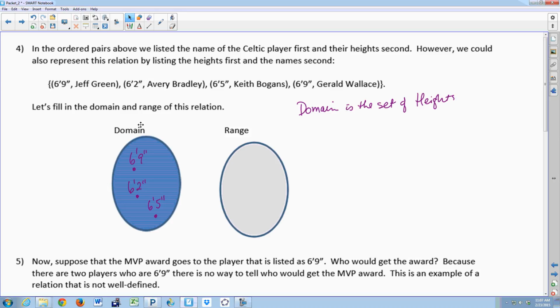It's the set of the heights. And if I have duplicates, I only write it once. Just like when we were talking about the Beatles reunion, right? Way back in class number 2. When you do the intersection of two sets, you only represent an element once.